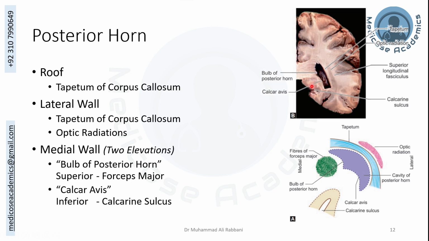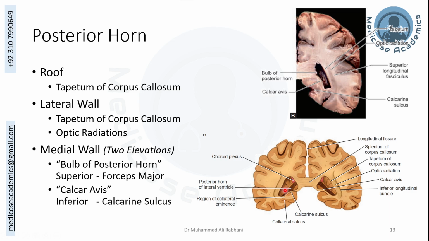And on this inferomedial aspect, there are two things that are prominent. There is the forceps major. This forceps major that is present here is also known as the bulb of the posterior horn, because it is causing this raised area, which is called the bulb. So this is the bulb of the posterior horn, and inferiorly this raised area is called calcar avis, and that is made up of the calcarine surface. So you can see it right here, and these things are shown in these pictures in Snell's anatomy.